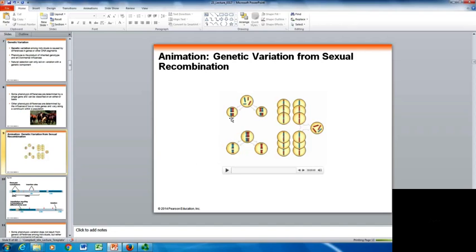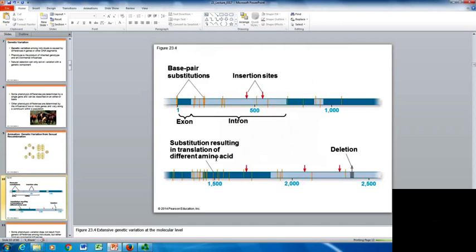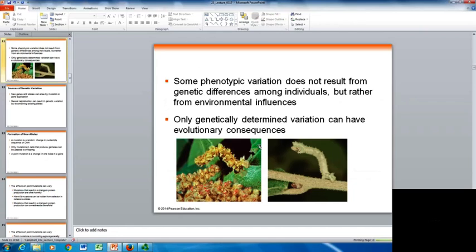So here you can see that you have recombination that's going to occur to actually create your genetic variation. So here, when you have recombination, you're going to get different combinations of alleles that will be passed on to the offspring in the future. So you can have base pair substitutions, and you can have these sites where you have insertions. So the substitution results in translation of a different amino acid. Some phenotypic variation does not result from genetic differences among the individuals, but rather environmental influences. Only genetically determined variation can have evolutionary consequences.